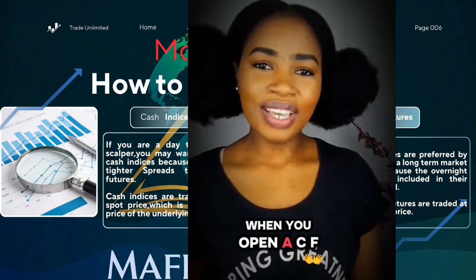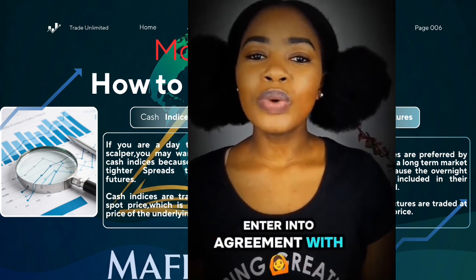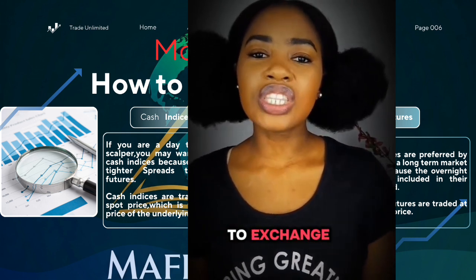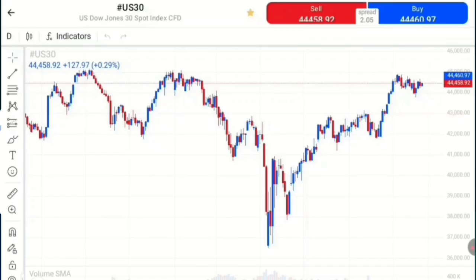When you open a CFD trading position, you enter into an agreement with the broker to exchange the difference in price between the opening and the closing position. This is how you open a CFD trading position with a broker. You simply tap into your favorite pair, as I have tapped on the US30. Then the US30 chart will open. After your chart has loaded and opened, you can start trading.